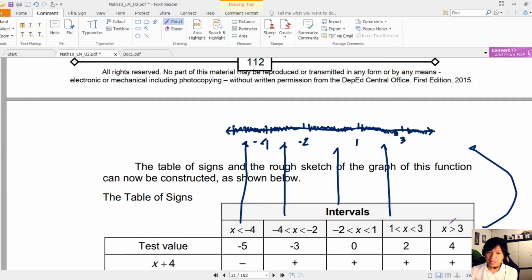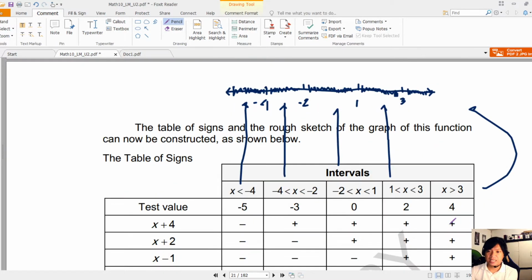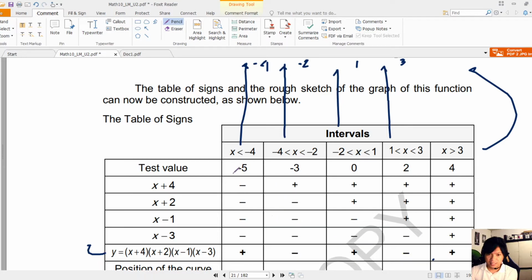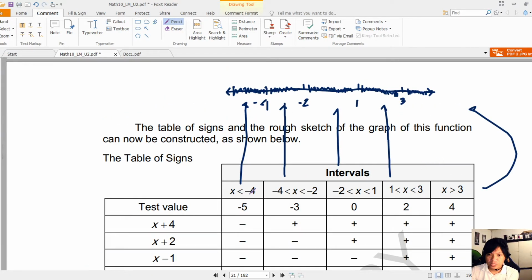So, kaya siya tinawag na table of signs kasi we will deal with this one. Mapansin nyo, meron tayong mga signs. So, sa isang video, magkakaroon tayo ng maraming examples, and we will have answers like this one. Ilalagay natin yung signs sa table. Halimbawa, ito. Test value. So, sa test value, ito yung mga values na napapaloob doon sa ating intervals.